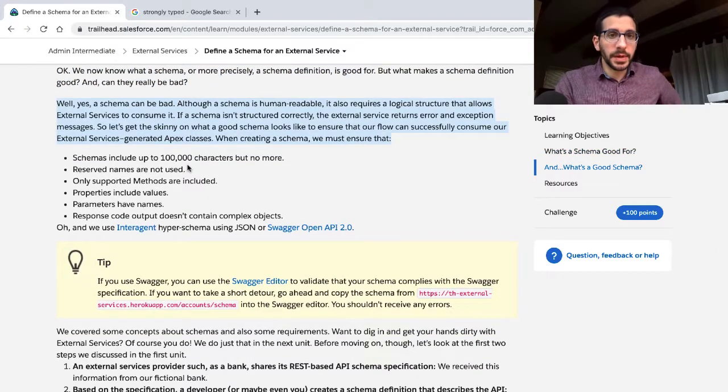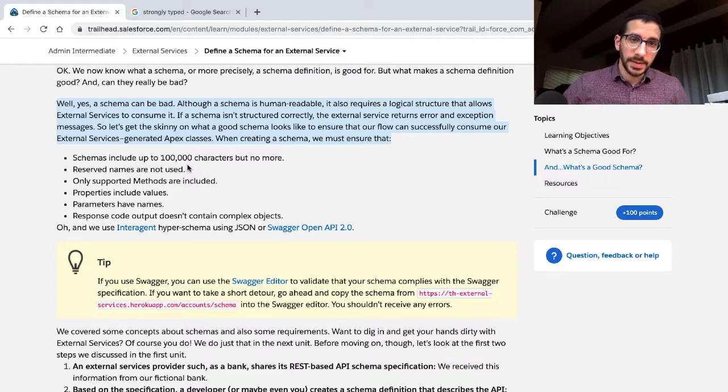Although a schema is human readable, it also requires logical structure that allows external services to consume it. If a schema isn't structured correctly, the external service returns error and exception messages. So let's get the skinny on what a good schema looks like to ensure that our flow can successfully consume our external service's generated Apex classes.